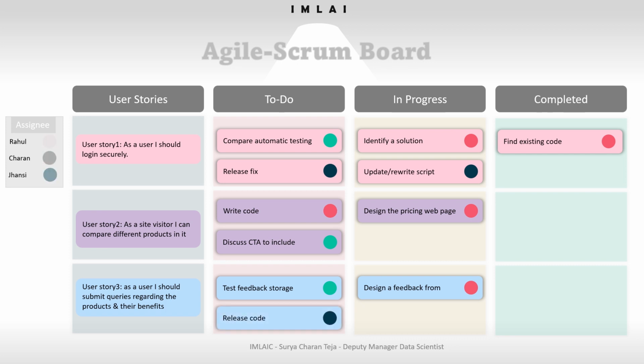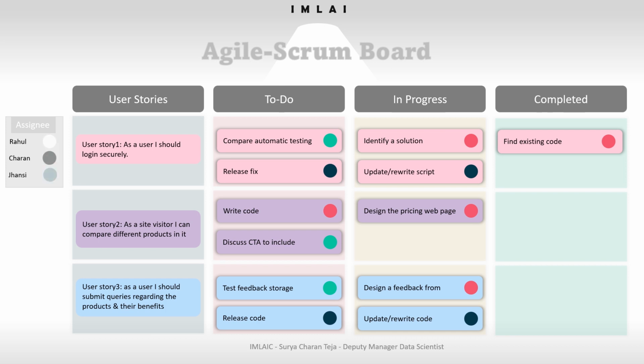And from user story 3, she got one more task, that is release code. That also she hasn't started, so that is also in the to do bracket. And one more task assigned to Jancy from user story 3 is update or rewrite code. She started it and she's presently working on this.